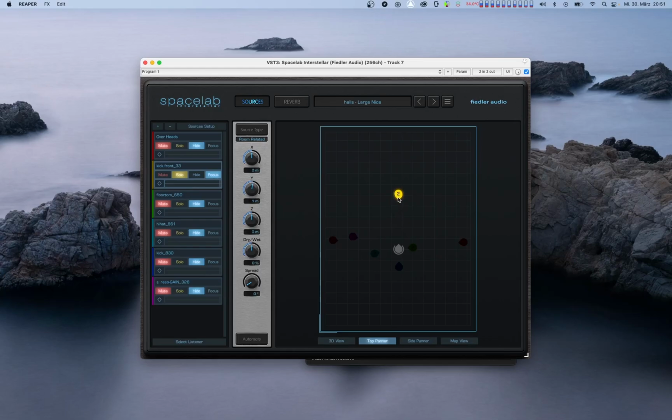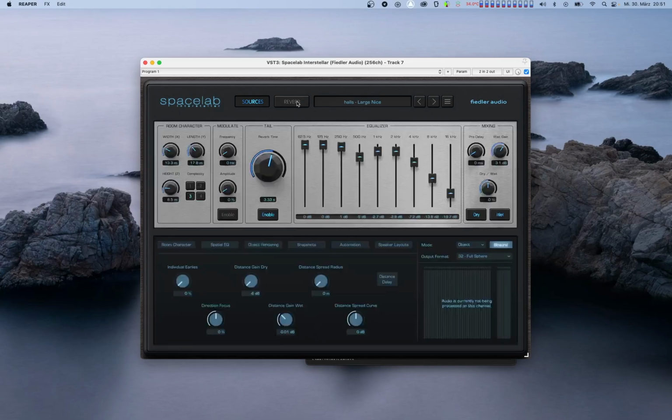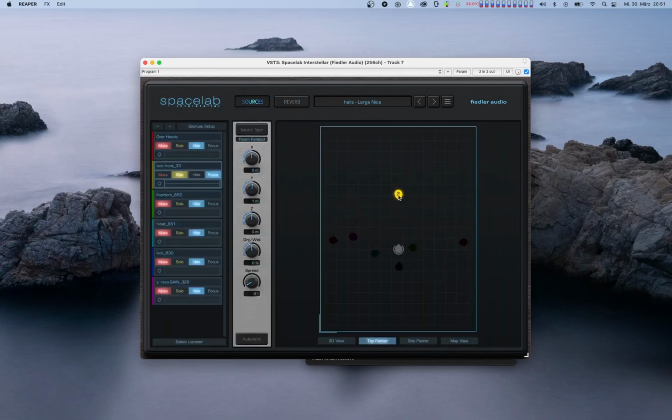Just like the distance gain dry parameter, the distance gain wet knob lets you set how much of the volume of the reverb is increased or decreased with the object's distance from the listener. Note that unlike the distance gain dry knob, the distance gain wet knob is an entirely artistic parameter with no reference to physical reality.